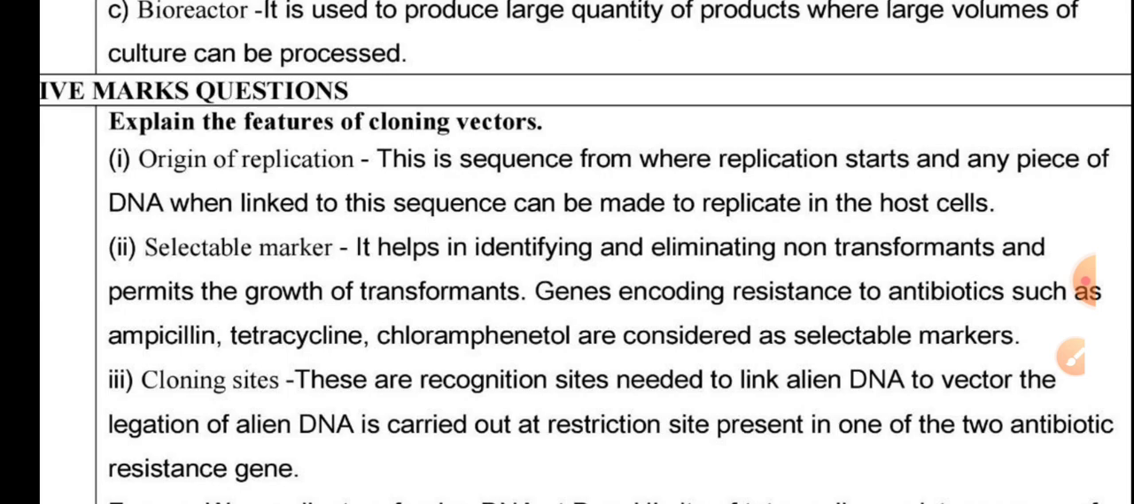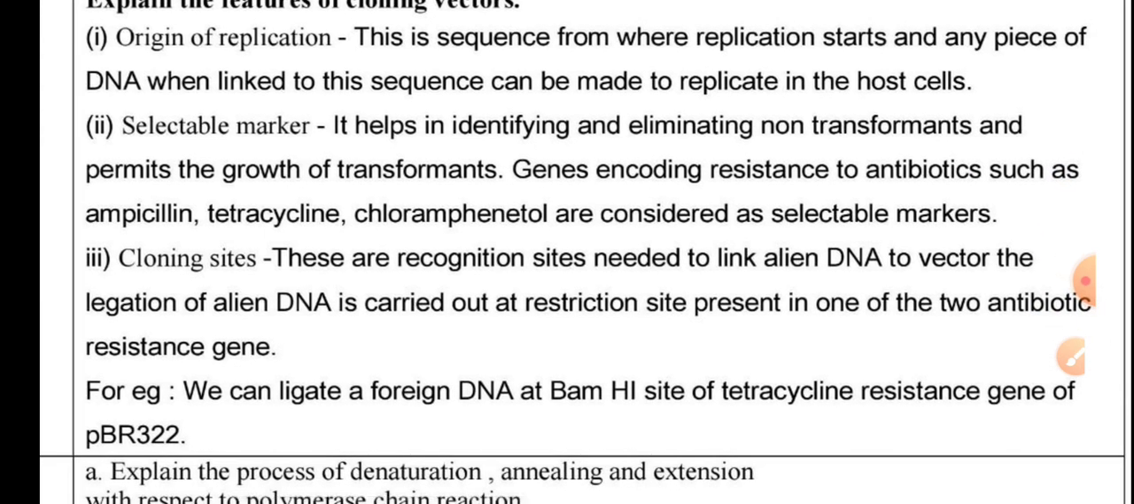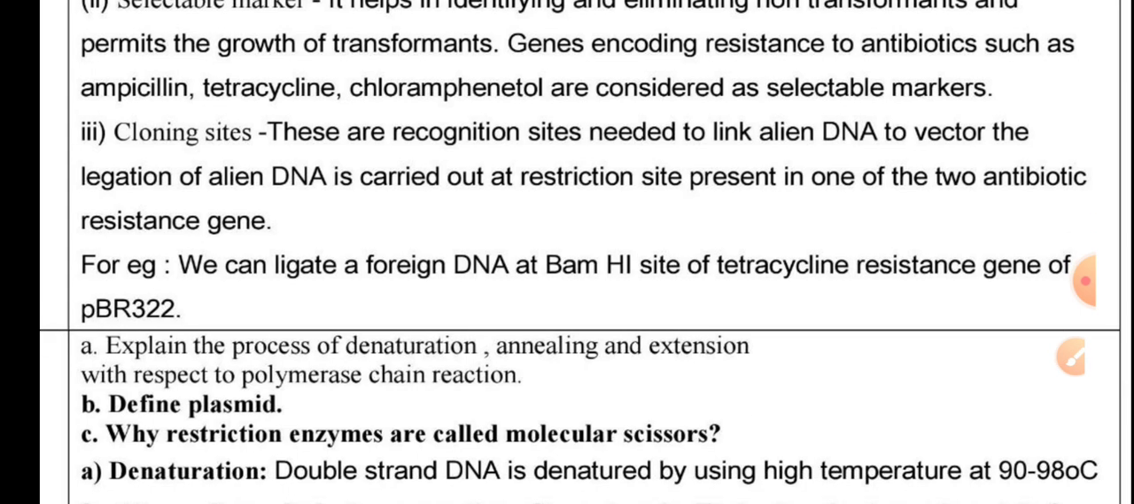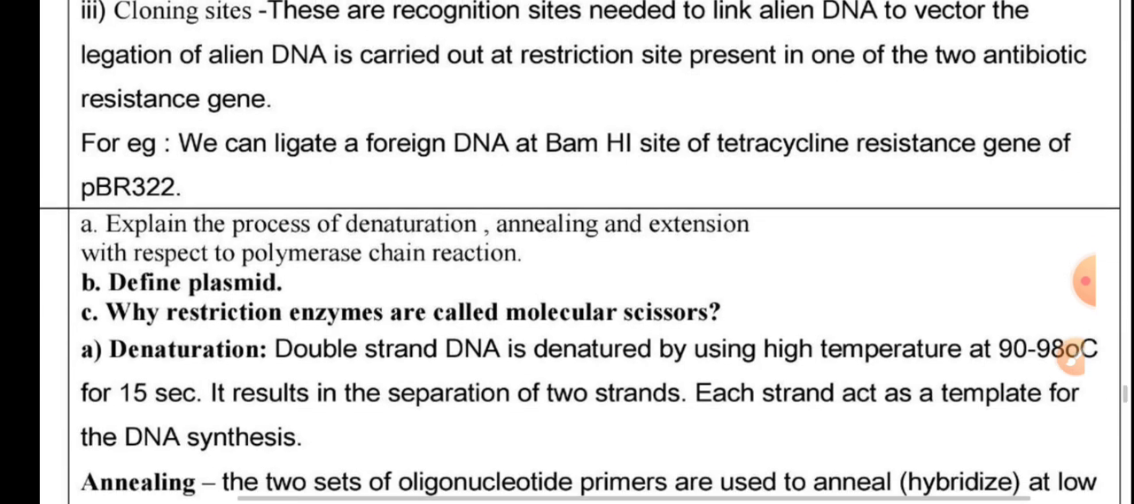Selectable marker helps in identifying and eliminating non-transformants and permits the growth of transformants. Genes encoding resistance to antibiotics such as ampicillin, tetracycline, chloramphenicol are considered as selectable markers. Cloning sites are the recognition sites needed to link foreign DNA to the vector. Ligation of foreign DNA is carried out at a restriction site present in one of the two antibiotic resistance genes. For example, we can ligate a foreign DNA at a BamHI site of the tetracycline resistance gene of pBR322.